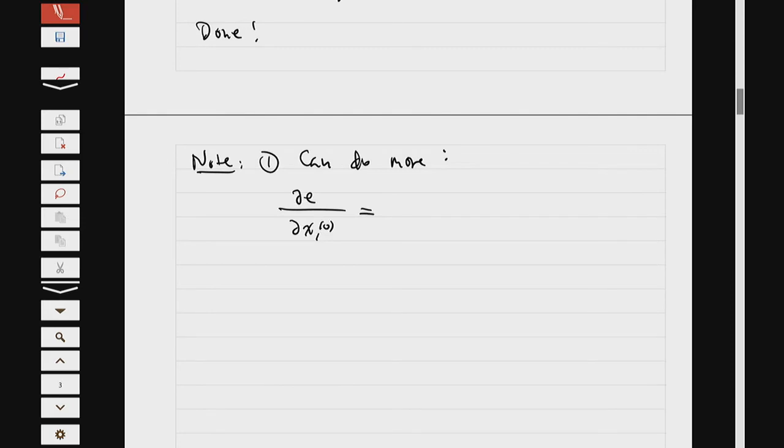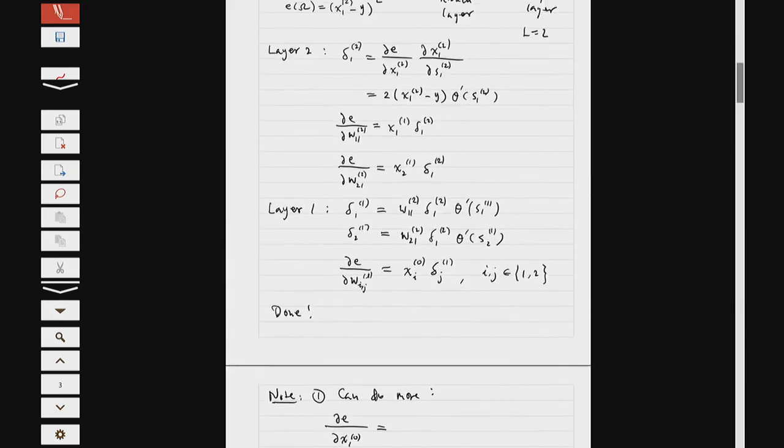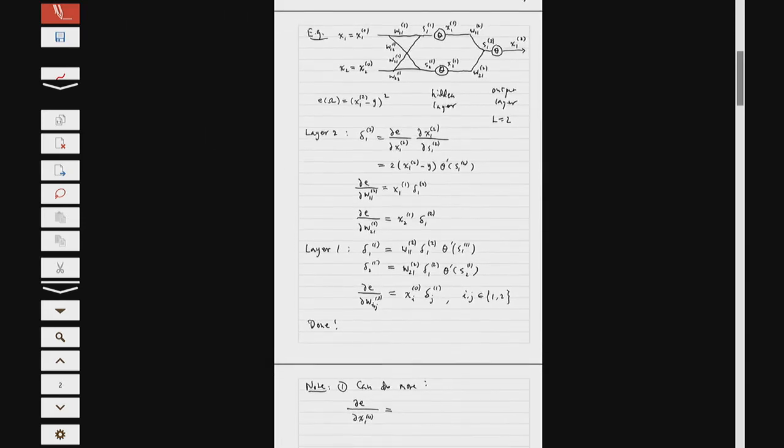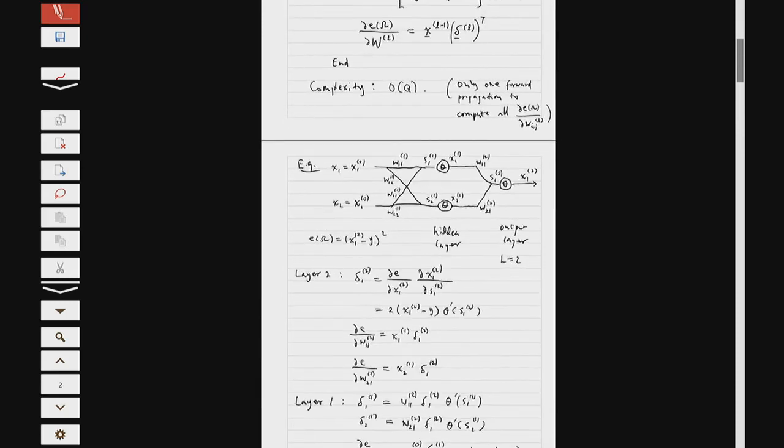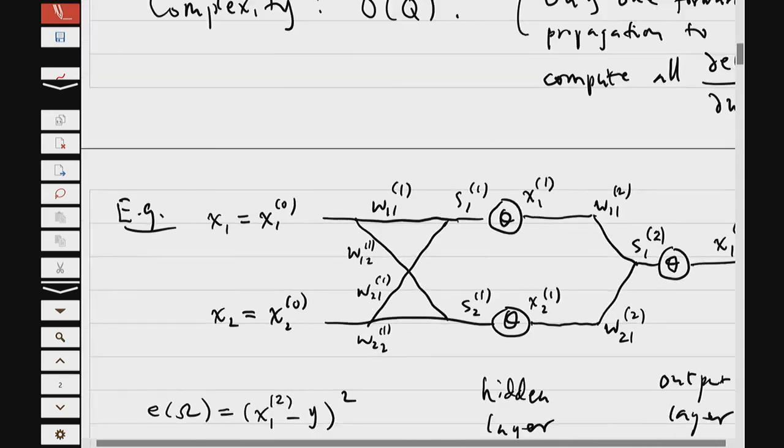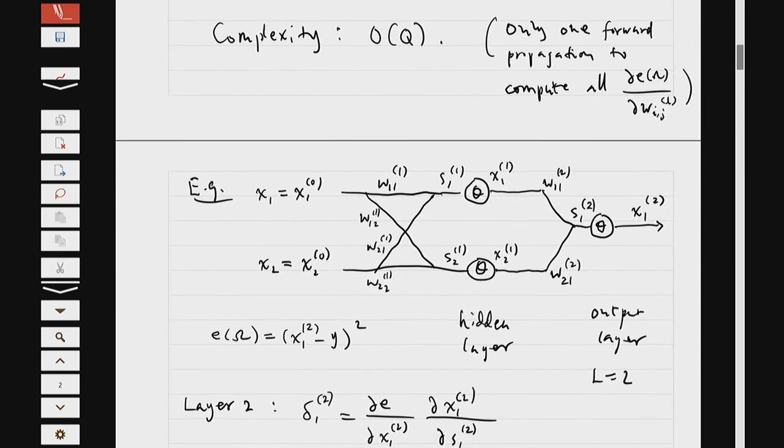Okay, so x1 of 0, of course, is just the x1 in the original neural network on top there. So you notice, how do we figure out this partial derivative? Again, the method that we have used before still applies.